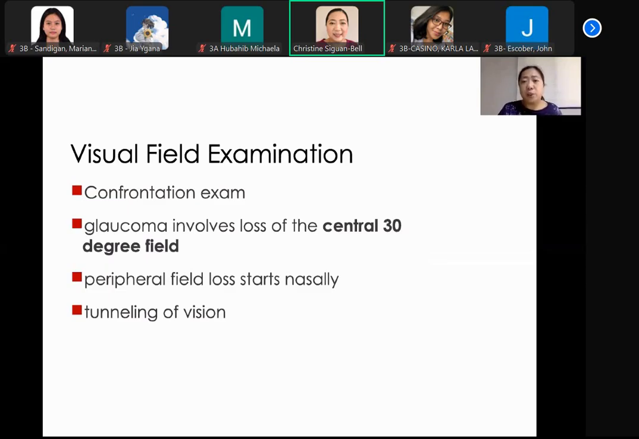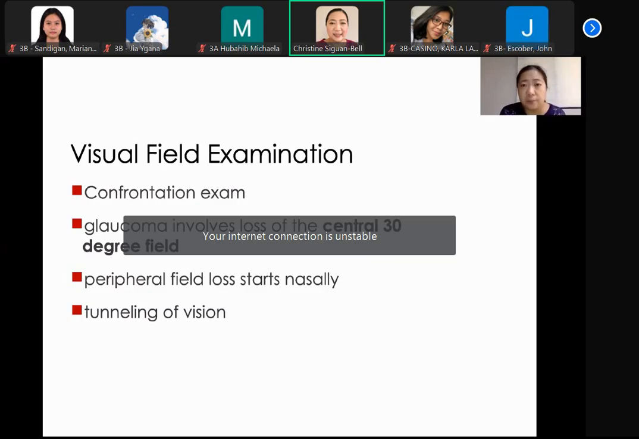Another procedure used in the determination of glaucoma is visual field examination. It can also be done using the confrontation test, but usually in glaucoma, the machine is used. Central 30-degree yards nasally until it becomes severe and becomes tunneling vision.